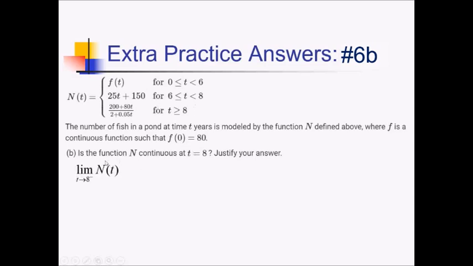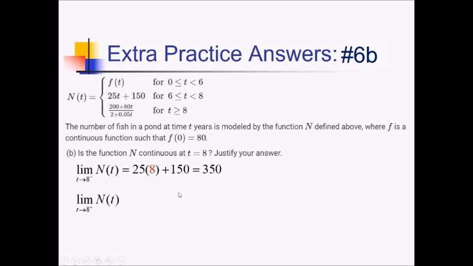So, left side limit of n of t. We're using the rule for values less than 8, immediately less than 8. So that's going to be this middle rule here. We're just going to plug 8 into this t, so we have 25 times 8 plus 150. 8 times 25 is 200. Add that to 150, we've got 350.